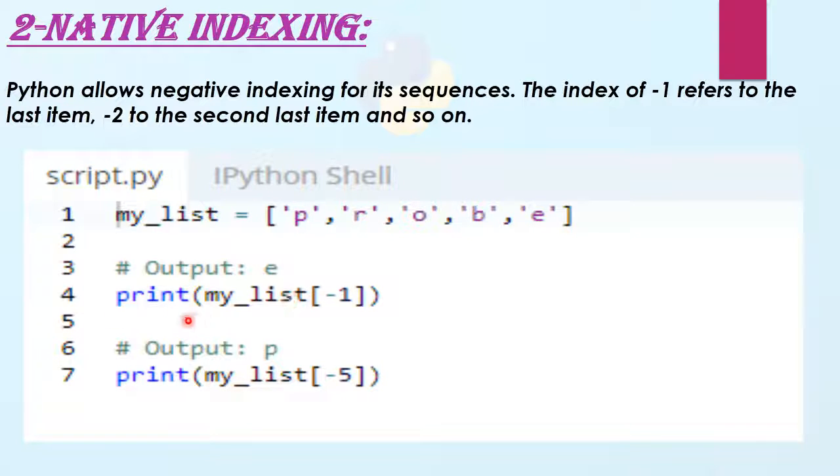Suppose if we want to print my list -1, then the last element will be given as output, that is E. Print my list -5, then -1, -2, -3, -4, -5. The output will be P.